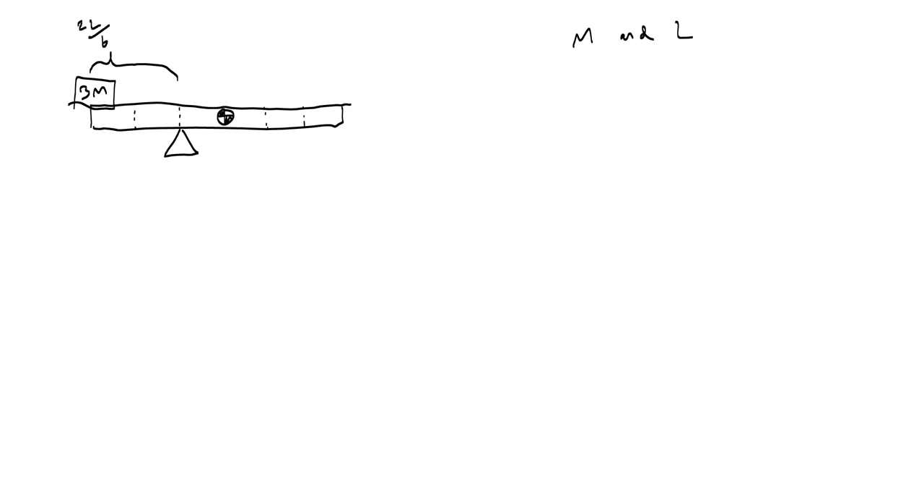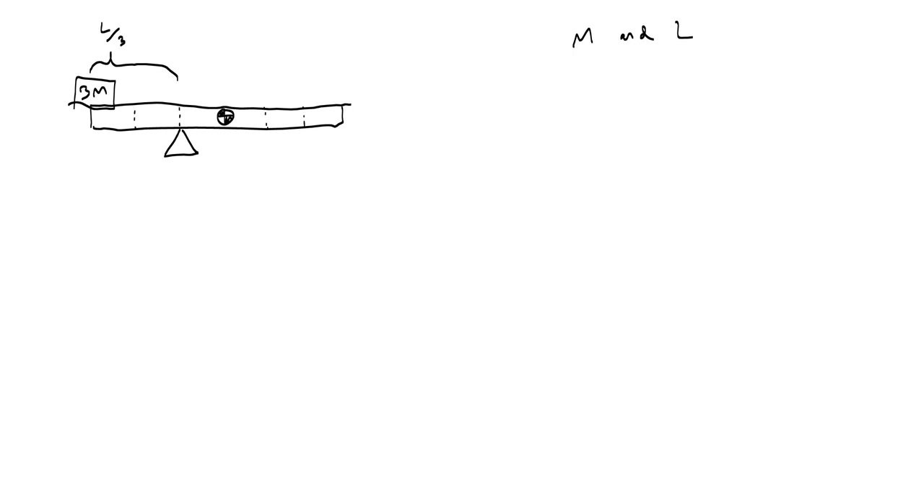So this board still has a mass of m and a length of L. But now what we're going to do is put the fulcrum here, and our box on the edge, we're going to make it a box that is 3 times as massive. We'll call it 3m. And we'll say that it is a distance of 2L over 6, which, of course, you could write as L over 3.